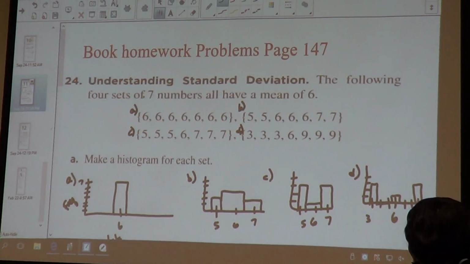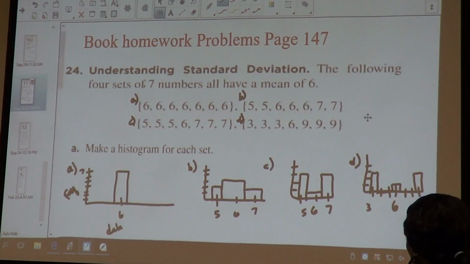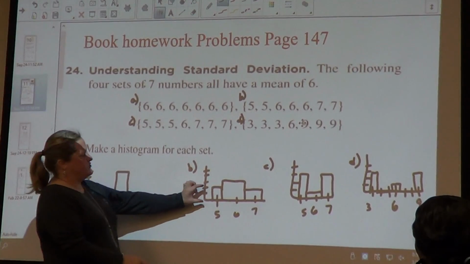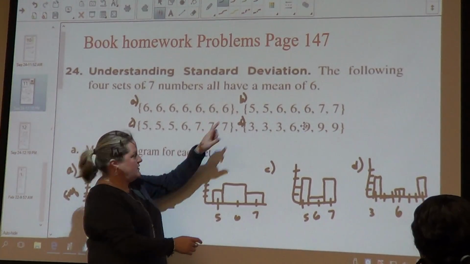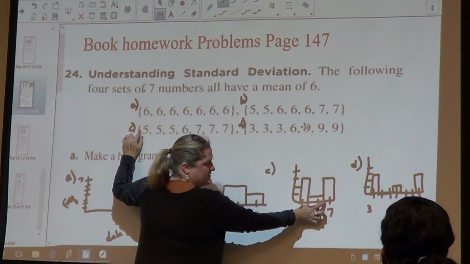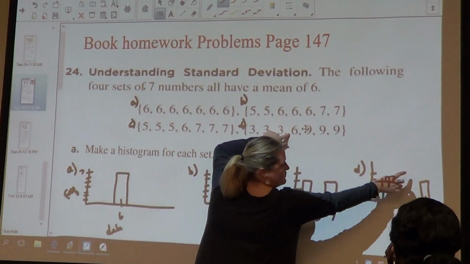Okay, this is kind of like a summary problem. I gave you 4 sets of data, and I said make a histogram. So I have 1, 2, 3, 4, 5, 6, 7 sixes. So I went to the sixes and I put 7 on them. I have 2 5s, 3 6s, and 2 7s. Y'all with me? I have 3 5s, 1 6, 3 7s. I have 3 3s, a 6, and 3 9s.